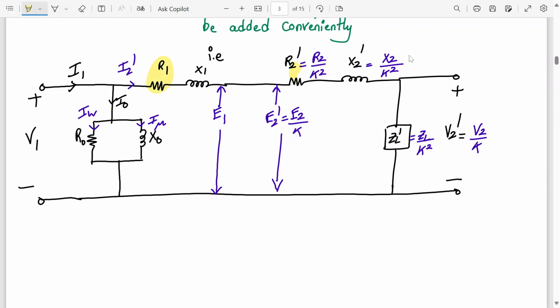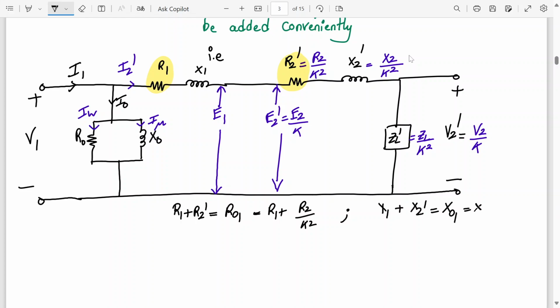So now I can combine these things. R1 and R2 dash are in series. So I can combine this into one and call it R01, which is nothing but R1 plus R2 upon K square. Similarly, X1 plus X2 dash is X01, which will be X1 plus X2 upon K square. So this gets simplified now. I have only one resistance and one reactance, that is R01 and X01.